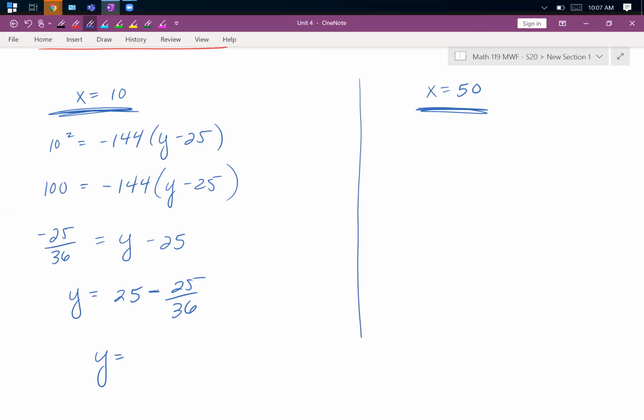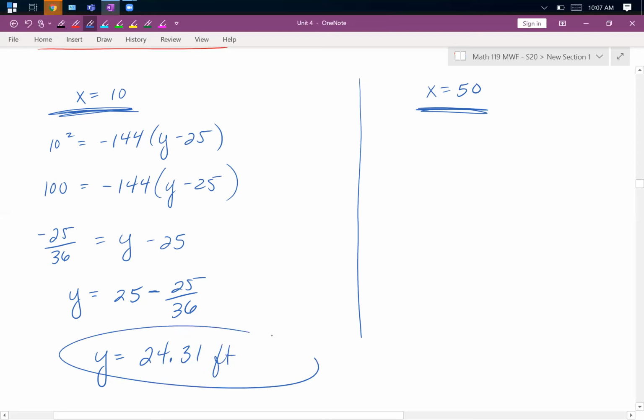Anybody answer? 25 over 36? I got 24.31. Anybody else get that? That sounds about right to me, because 25 over 36 is less than 1.